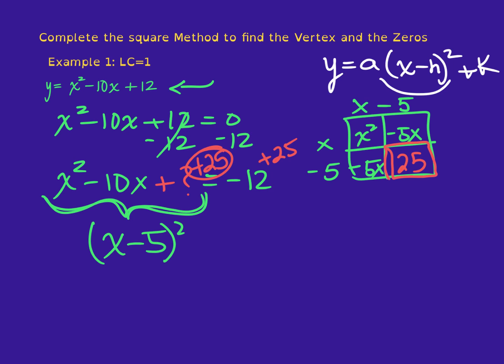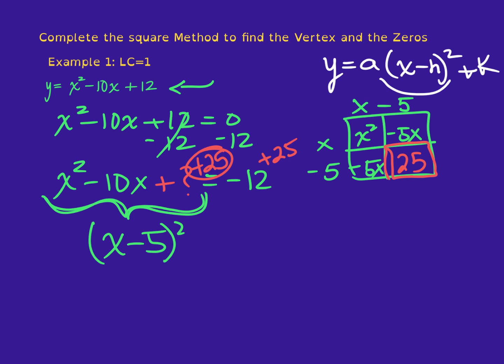Let's look at this again. Okay, I don't know why I have a Star Wars lightsaber, but whatever. So this expression here, x squared minus 10x plus 25, is the same as (x minus 5) squared. Look, I have it here on the side of my box.